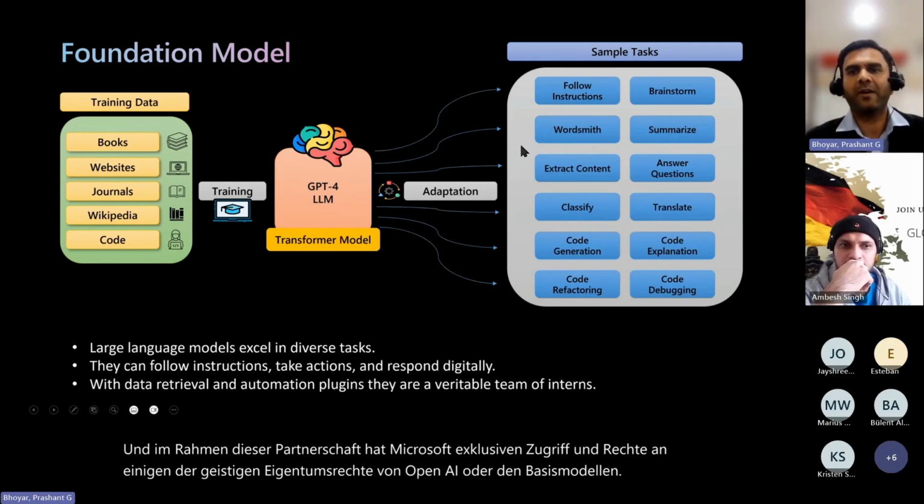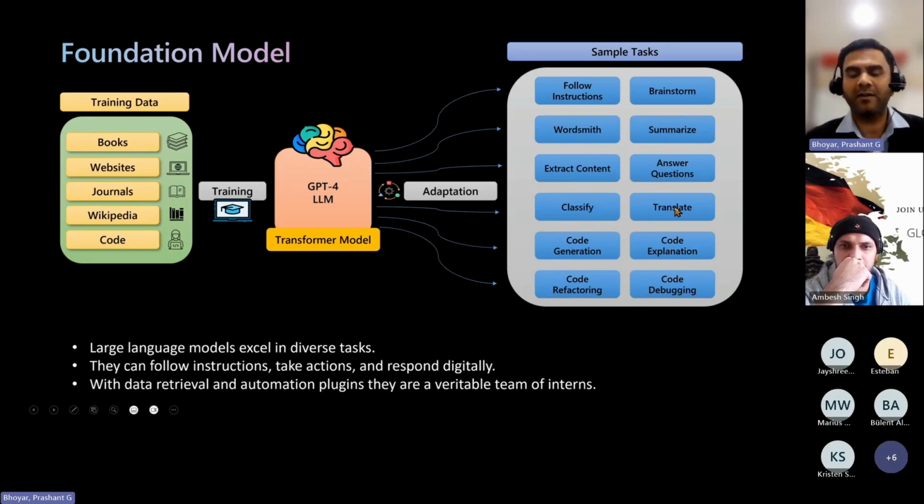For example, it can follow instructions. It can summarize content for you. It can extract content. It can help you classify and translate content. It can also help you with code generation and code explanation as well.